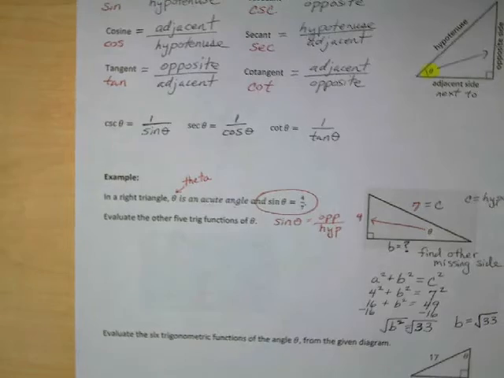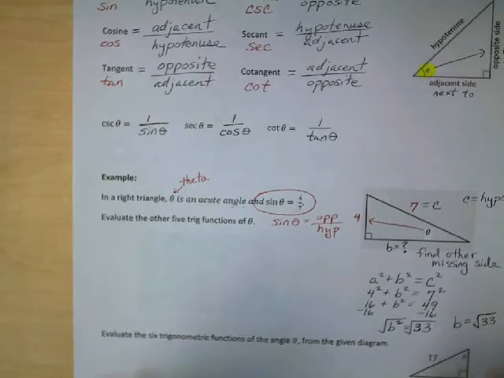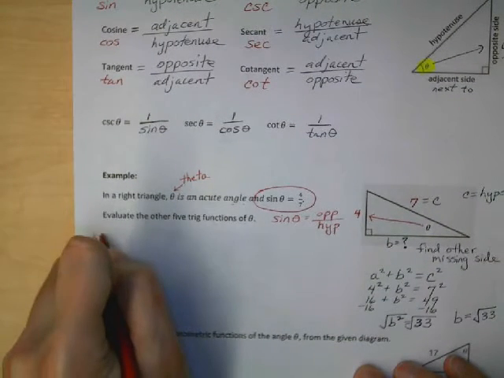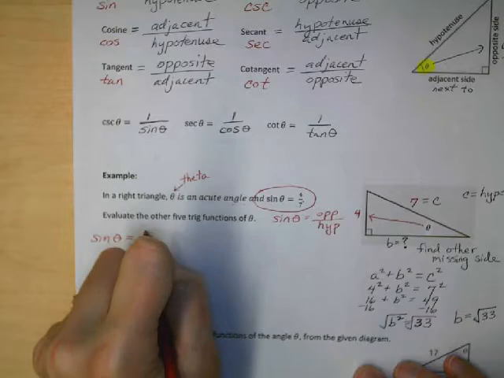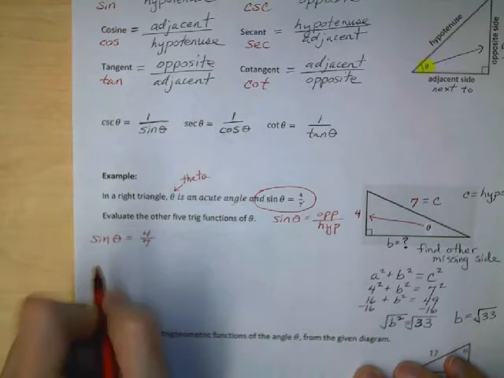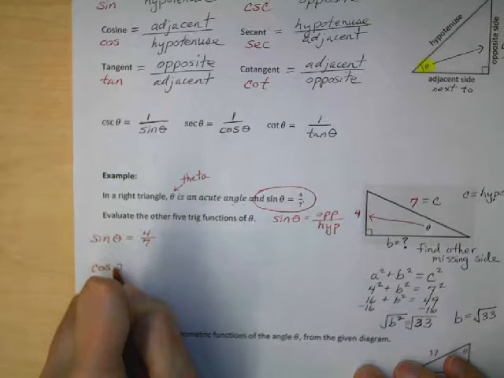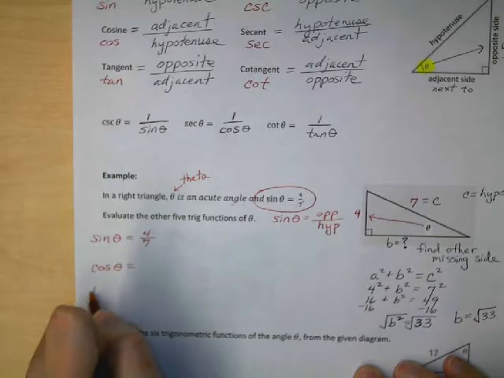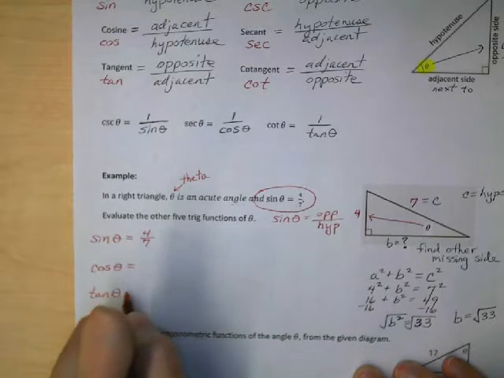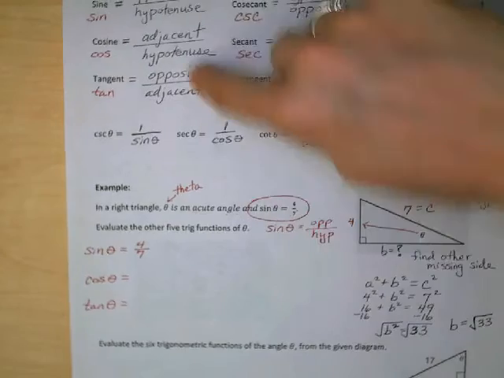Alright, now let's finish this problem up. So now they gave us what sine was. So they gave us sine was 4/7. They gave us that one. Could we figure out what the other trig functions, like what's cosine and what's tangent? And you just have to look up above at your notes.